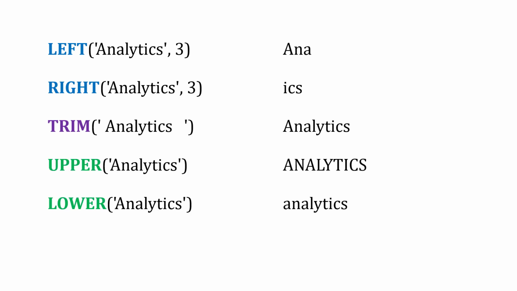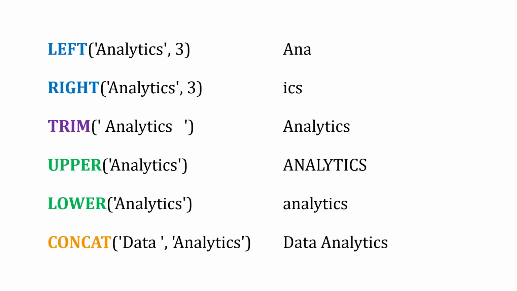And then we could use upper and lower to change the case of the text string. So upper is going to turn it all uppercase. Lower is going to turn it all lowercase. And then we could use concat or concatenate to concatenate strings together. So maybe we wanted to pull together data and analytics. We could do that using concat.